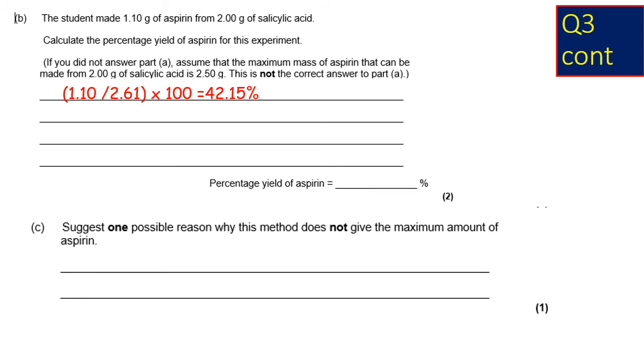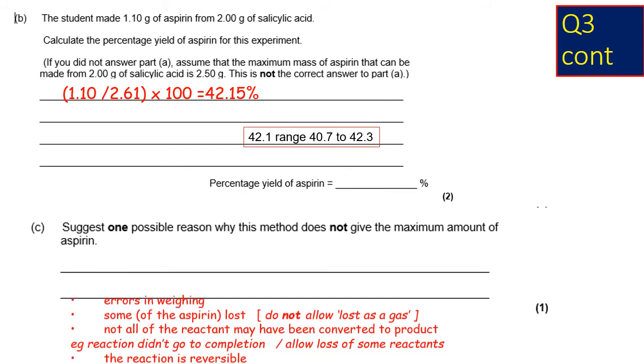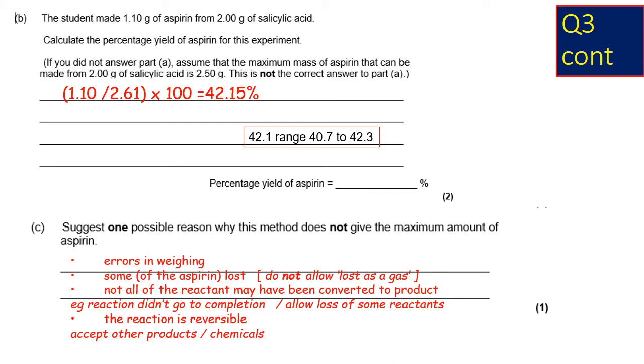We're then asked for one possible reason why this method does not give the maximum amount of aspirin. There could be errors in weighing. Some of the aspirin might be lost. You're going to think of stuff being stuck to the sides of containers and so forth. Not all the reactant may have converted, so it might not have been a complete reaction. The reaction is reversible, so we may be getting other products, other chemicals being produced. Any sensible suggestion there.